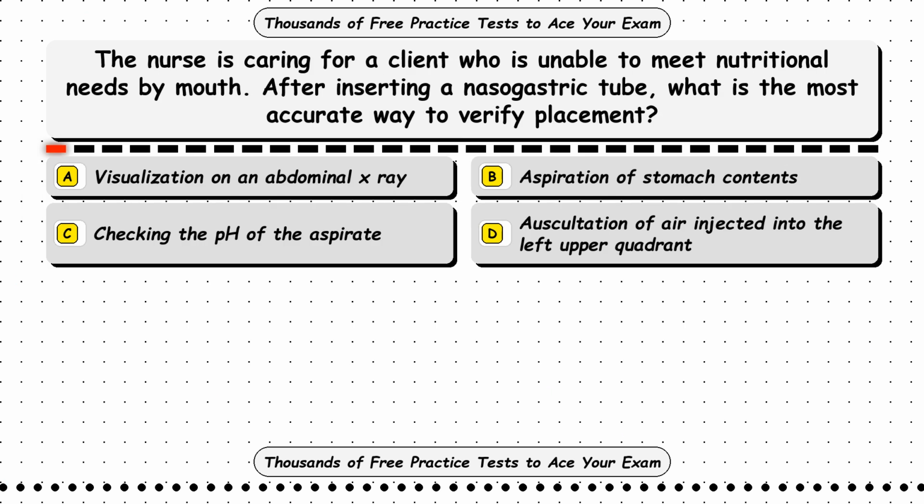Question 34. The nurse is caring for a client who is unable to meet nutritional needs by mouth. After inserting a nasogastric tube, what is the most accurate way to verify placement? Option A, visualization on an abdominal X-ray. Option B, aspiration of stomach contents. Option C, checking the pH of the aspirate. Option D, auscultation of air injected into the left upper quadrant.